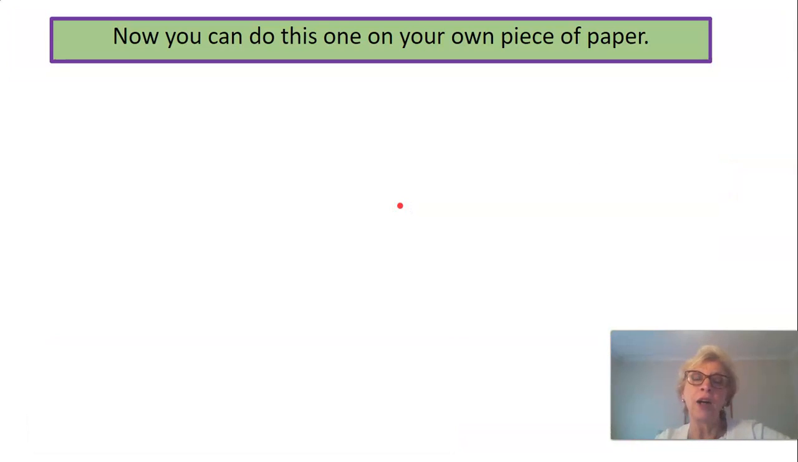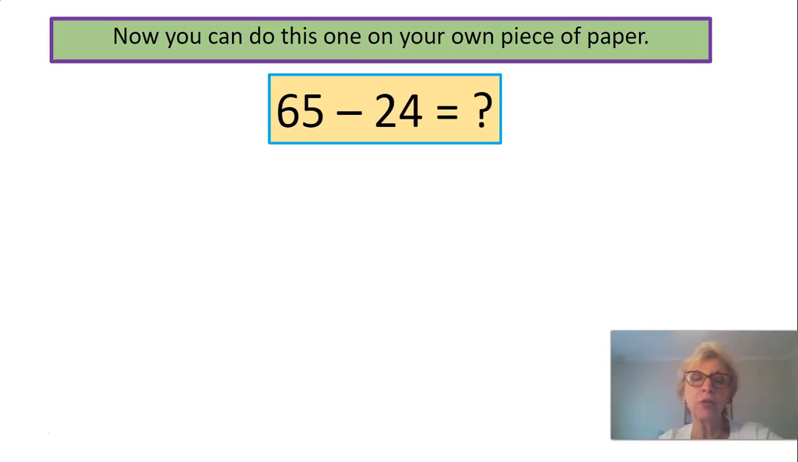Now, you can do this one on your own piece of paper, and I'm going to give you a little bit of time, but I will come in with some hints for those of you who might be struggling or forget what to do in your first step. I need lots of teaching before I get something right. So your example that you're going to do on your own, guys, is 65 minus 24. Can you remember what is the first thing you need to do? I'm sure you can remember. I'll give you a couple of seconds, and then for those who are not sure, I will give you a hint.